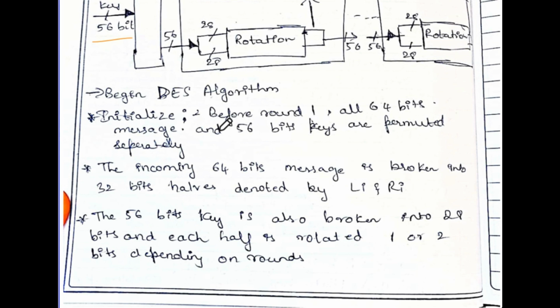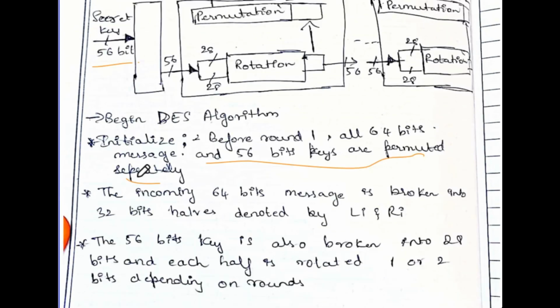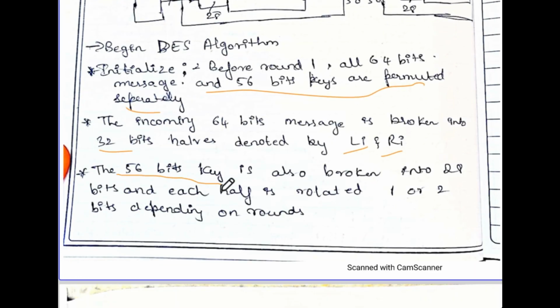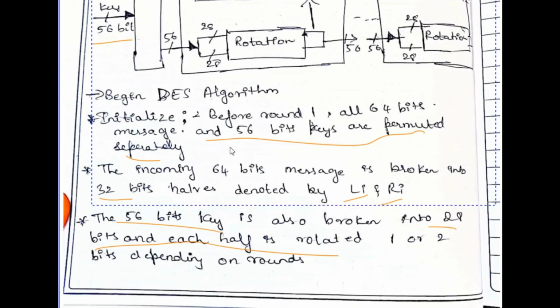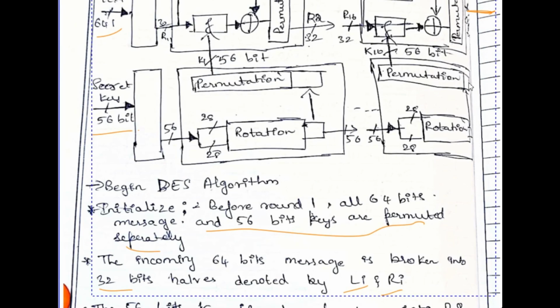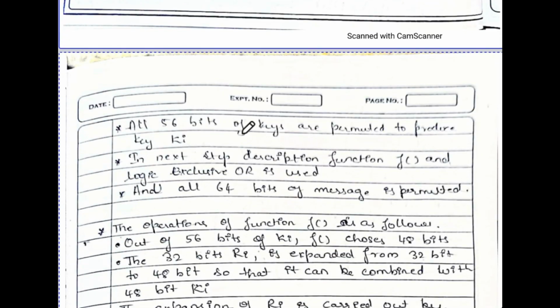Begin DES algorithm. Before round 1, the 64-bit message and the 56-bit key are permuted separately. The incoming 64-bit message is broken into 32-bit halves, Li and Ri. The 56-bit key is broken into two 28-bit halves and rotated 1 or 2 times depending on the round. There are a total of 16 rounds. All 56 bits of the key are permuted to produce Ki.